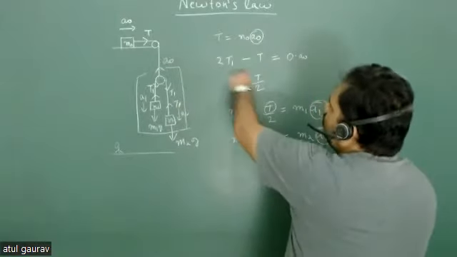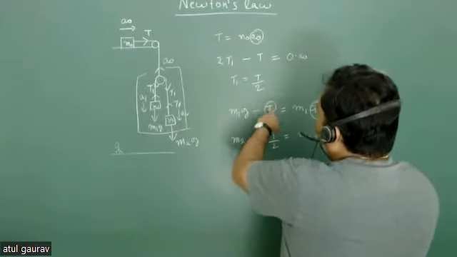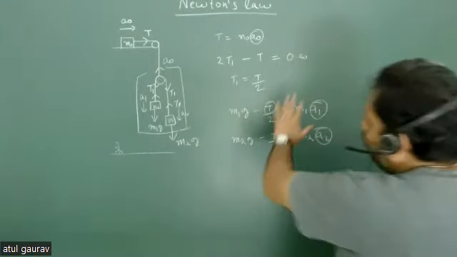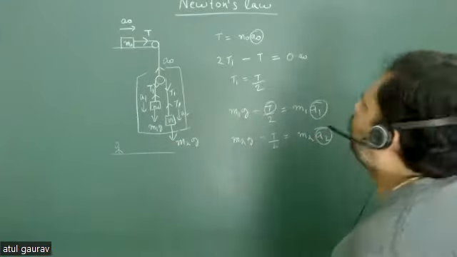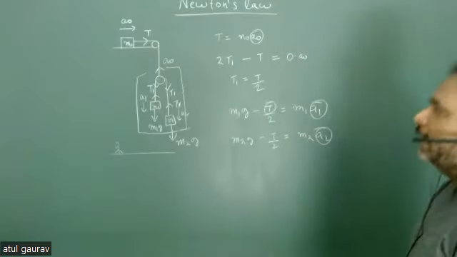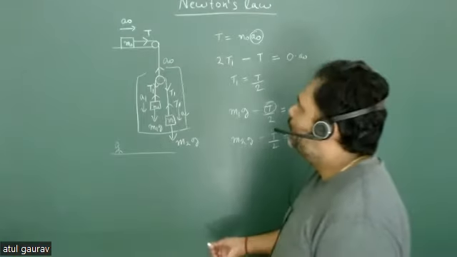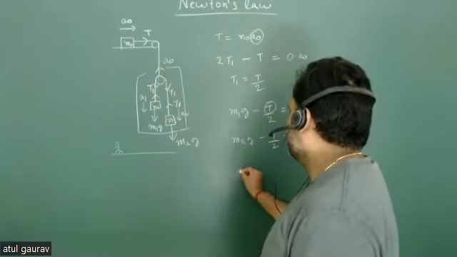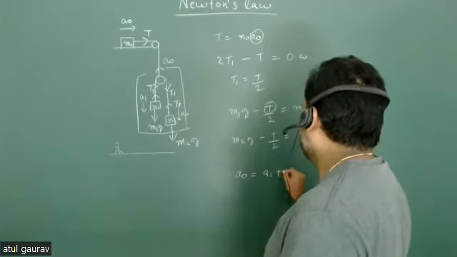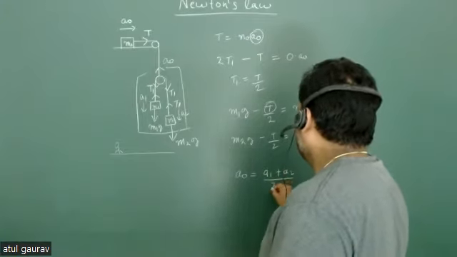We have already used this thing. Iska use kar liye, tabhi to yahan par likha T by 2. Okay. So I have used this thing. So what will be the other one? Ek aur equation chahiye. Wo kahan se milega? Equation of constraint. So what will be the equation of constraint? You can write here A naught is equal to A1 plus A2 by 2.